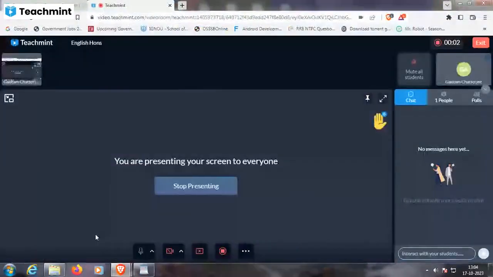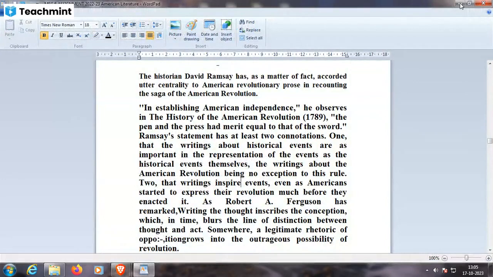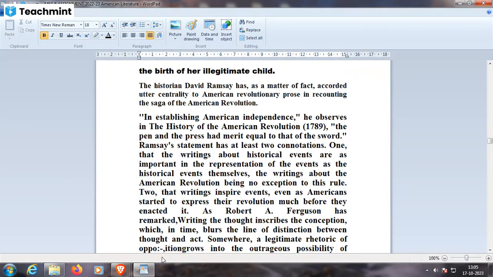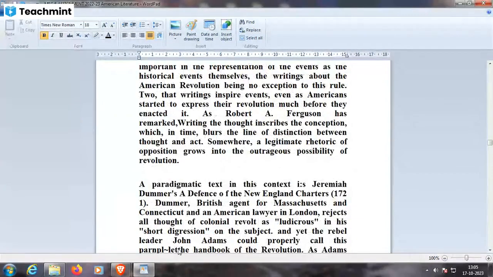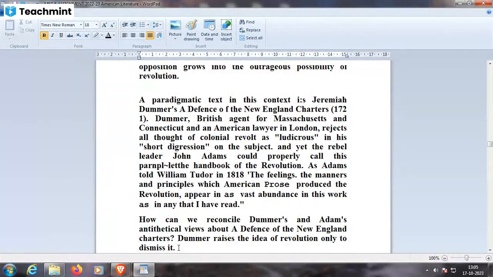So, what we notice is the various ideas that are involved in this representation of fact. As Robert A. Ferguson has remarked, writing the thought inscribes the conception, which in turn blurs the line of distinction between thought and act. Somewhere, a legitimate rhetoric of opposition grows into the outrageous possibility of revolution.